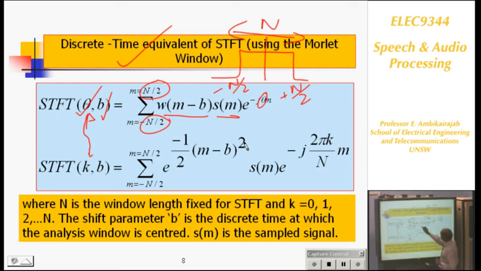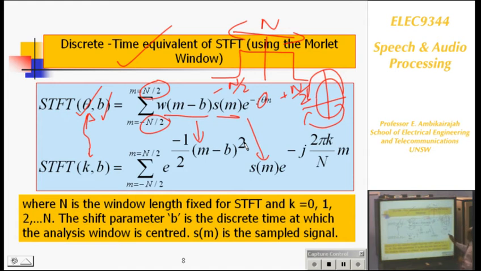So the equation now becomes: this is your window function, this is your signal, and theta is now divided up. Theta is on a unit circle, from minus pi to plus pi, isn't that right? Now theta is divided by 2 pi over N, where N is the number of time points you have. So this is now your discrete-time equivalent of the short-time Fourier transform. This is the equation that is implemented in MATLAB in order to get your Fourier transform.